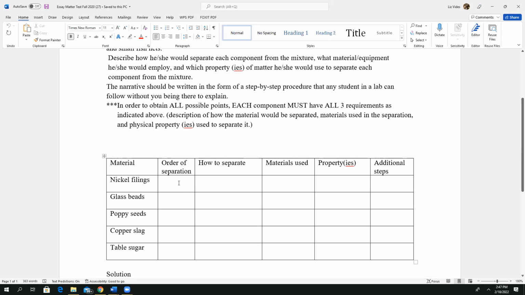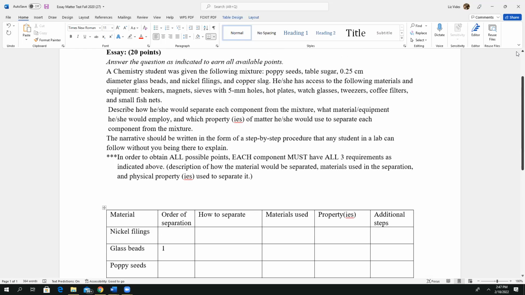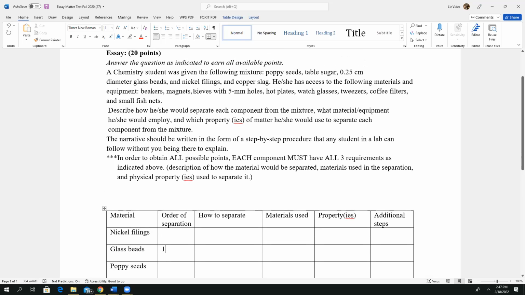So I would use probably the glass beads first, because the glass beads are pretty big. And look, if you read, it says sieves with 5mm holes. So I'm just gonna Control C. The material that I'm gonna use is this one, right? Why am I gonna use that? Because I can retrieve it by putting it through the sieve, and the glass beads will stay there, but everything else is smaller than that, so it'll go down. So the property I used was size, wasn't it?